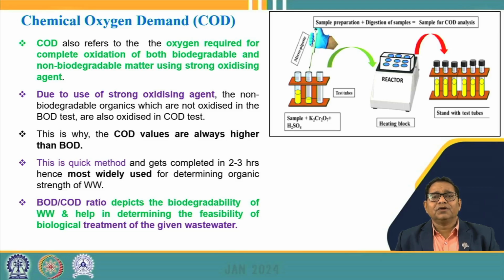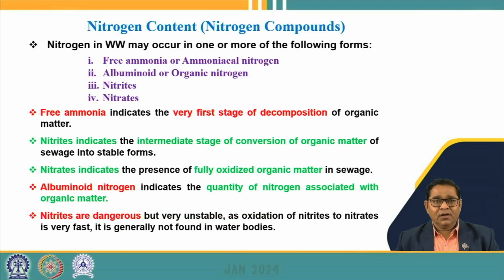So the BOD/COD ratio, as I discussed, measures the biodegradability of the total organic compounds present in the wastewater. This depicts the nature of the biological treatment system that can be adopted for its treatment. Then we have another chemical characteristic, that is the nitrogen content present in the wastewater.